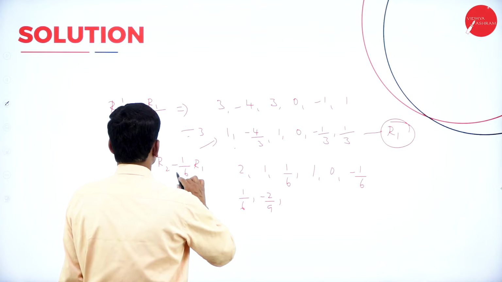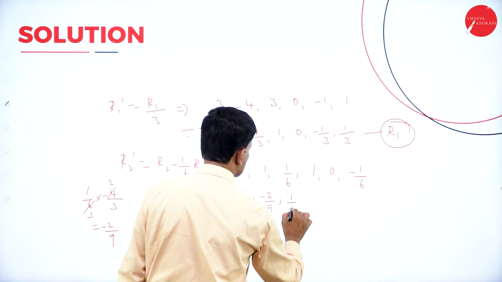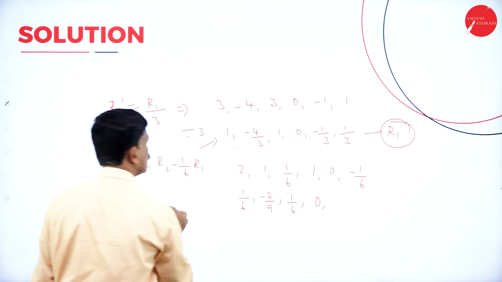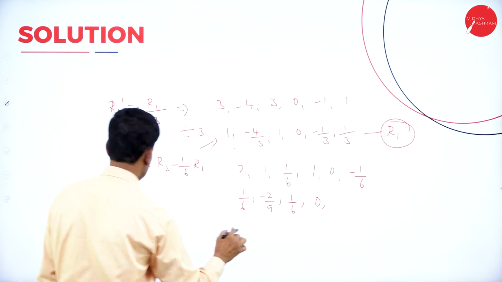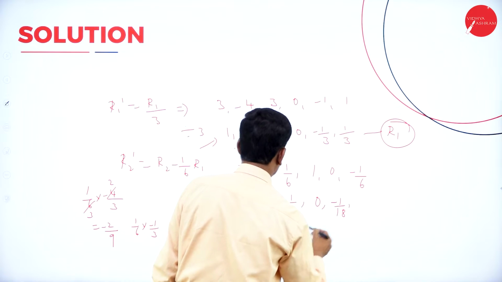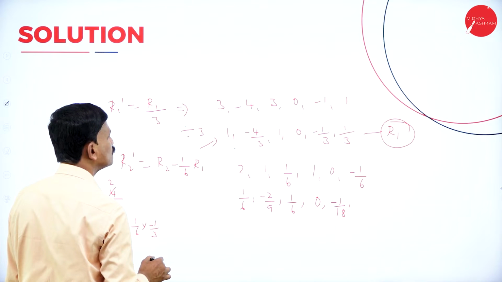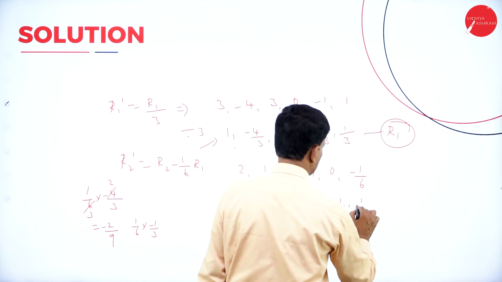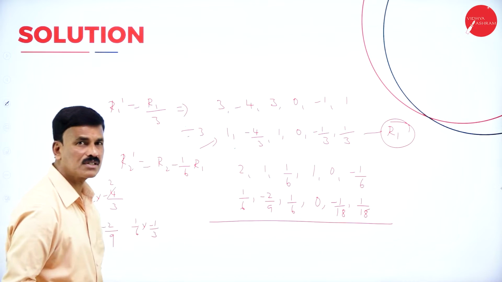Again, 1 by 6 into 1 is 1 by 6. Again, 1 by 6 into 0 is 0. Again, 1 by 6 into minus 1 by 3 is minus 1 by 18, since 6 3s are 18. And the last one, 1 by 6 into 1 by 3, is 1 by 18. Subtract this, that's it. If you subtract, you will get the answer.